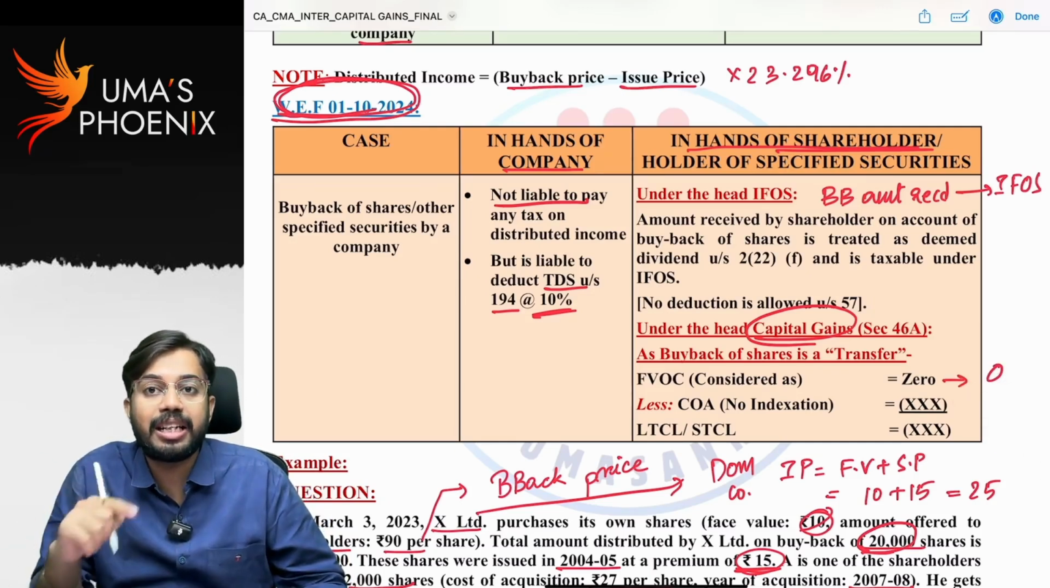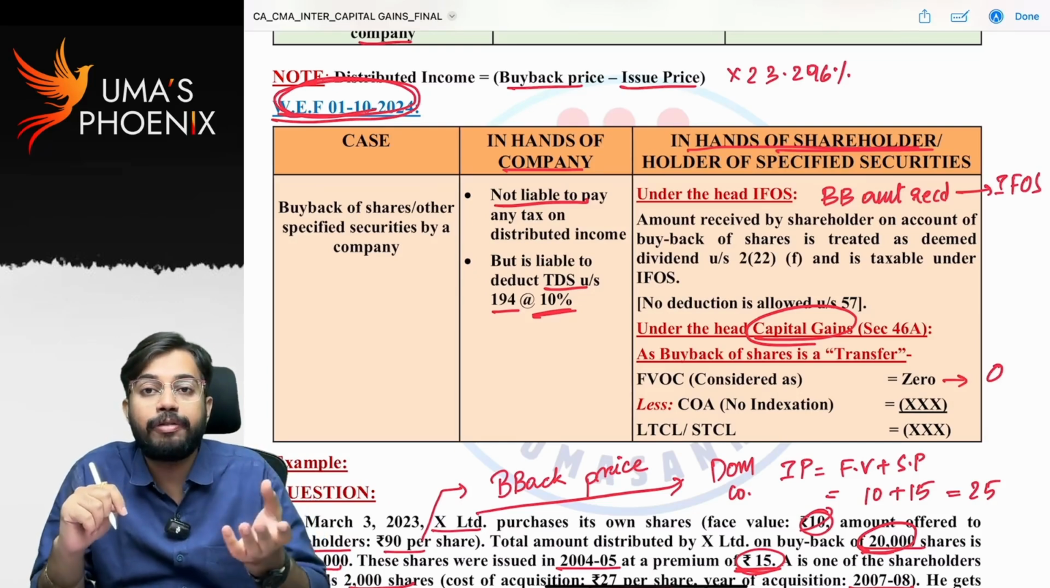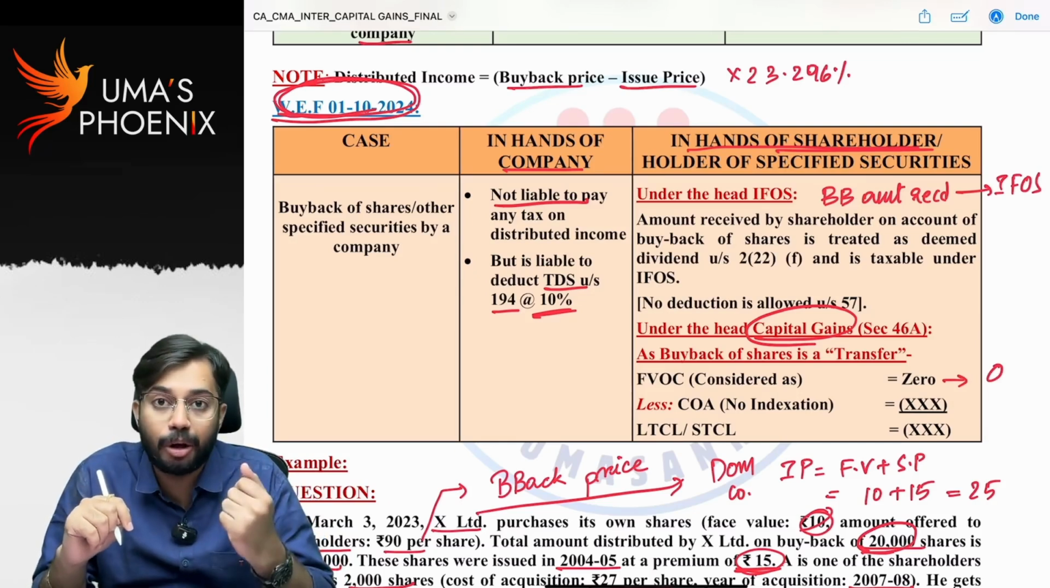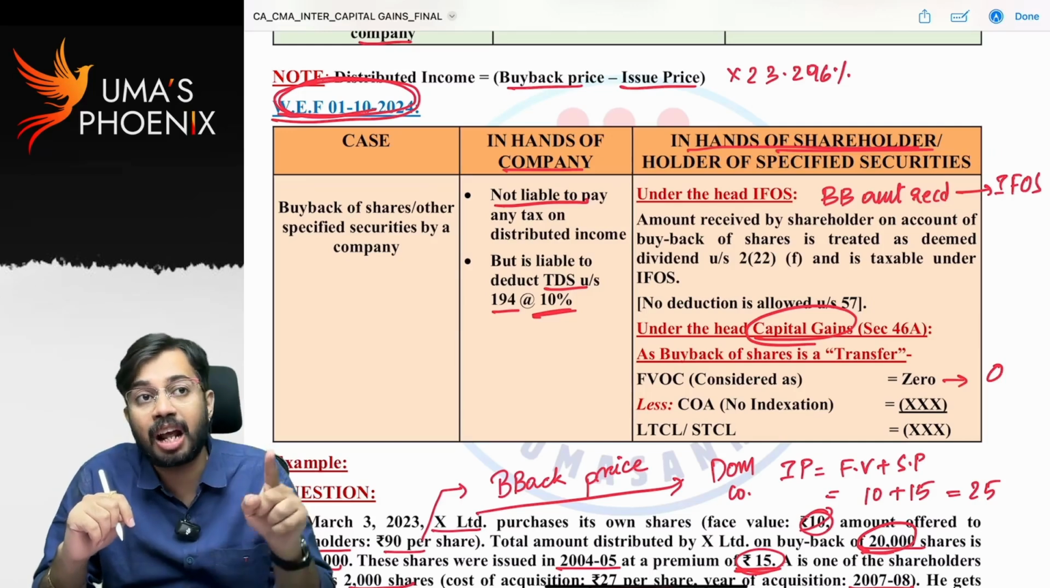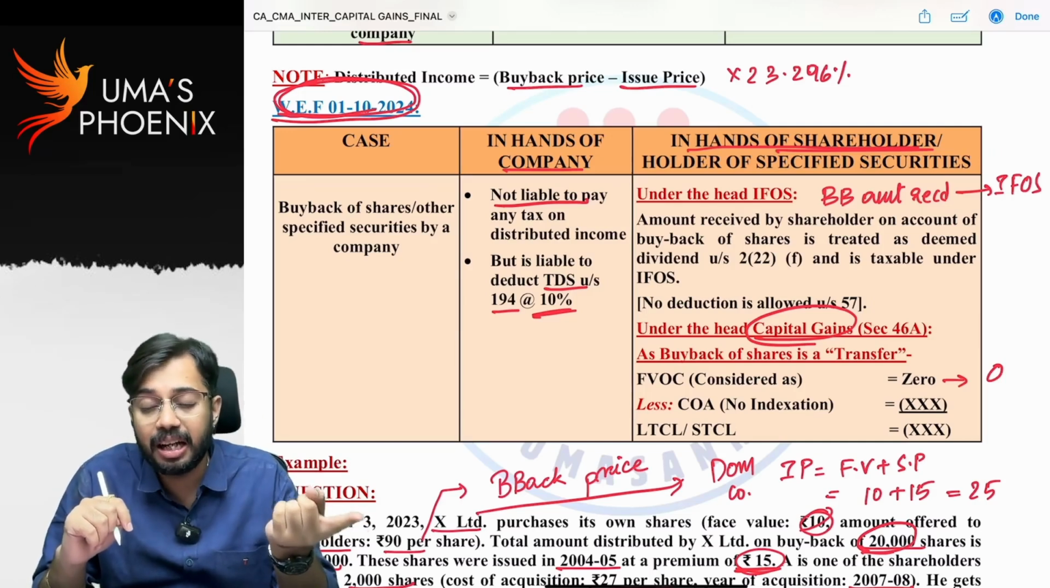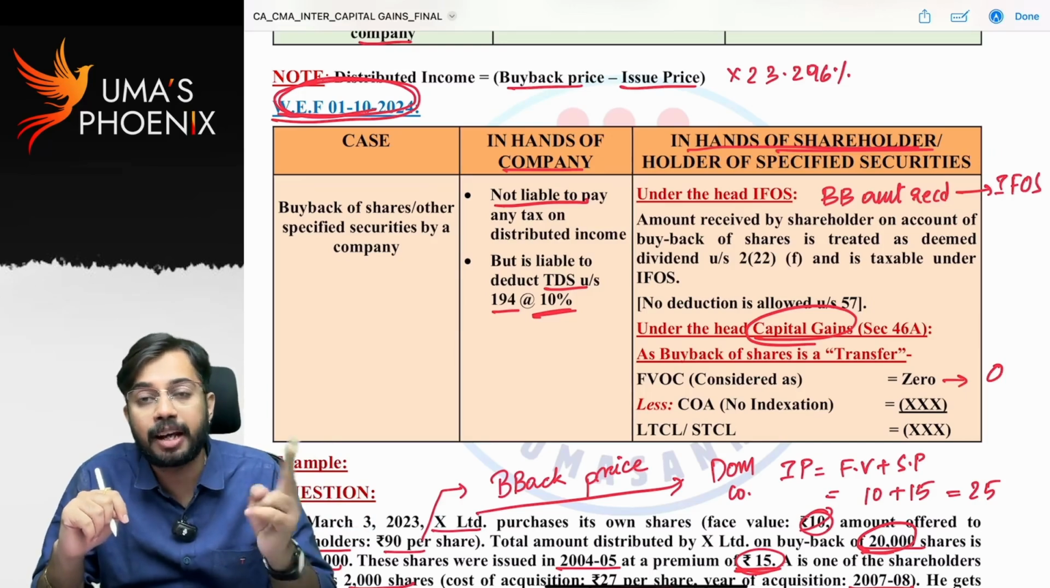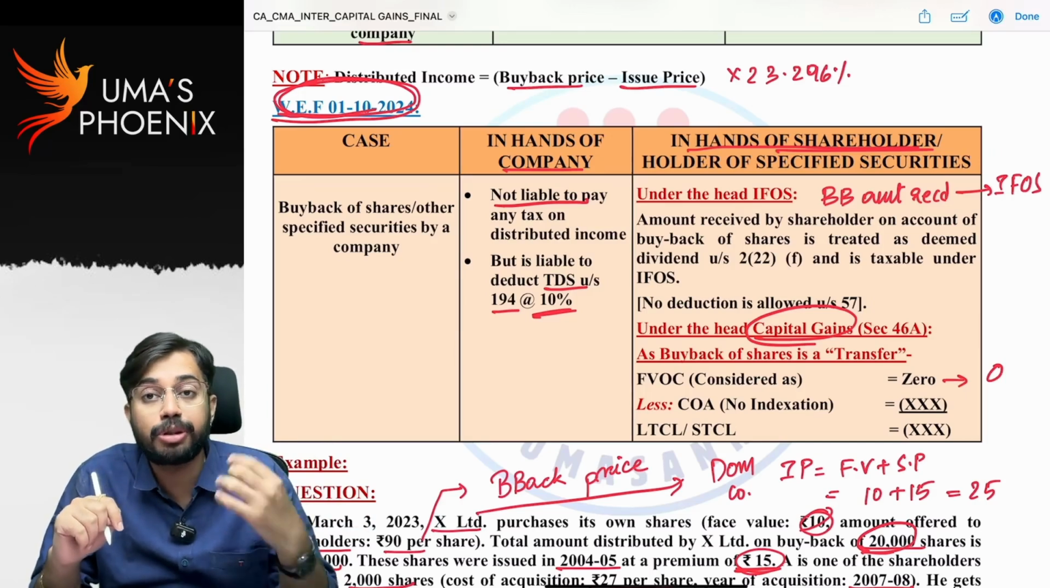Why is full value of consideration taken as 0? If you take full value of consideration as the buyback amount, it amounts to double taxation. Under other sources, it is getting taxed. Under capital gains also, it will get taxed. It amounts to double taxation.